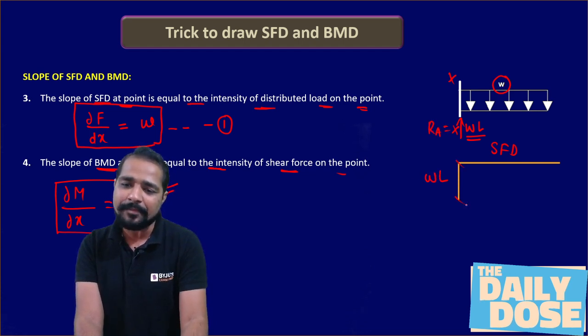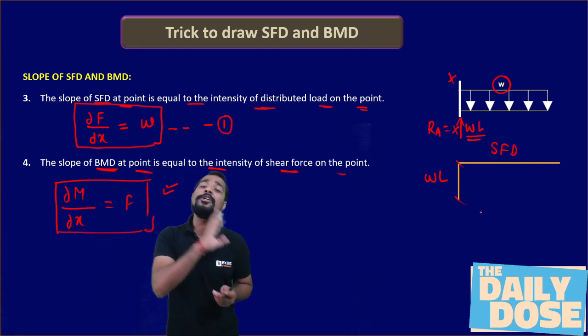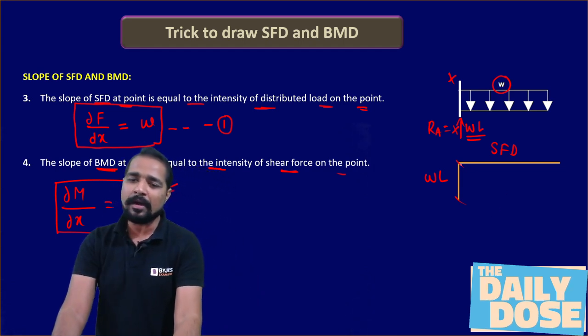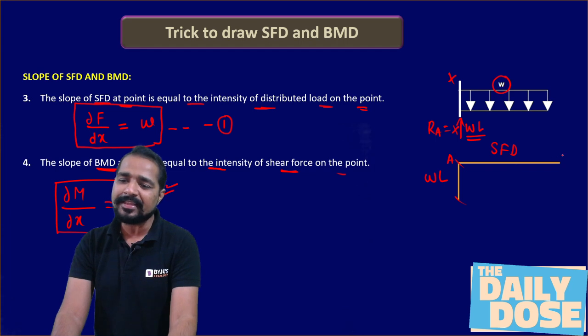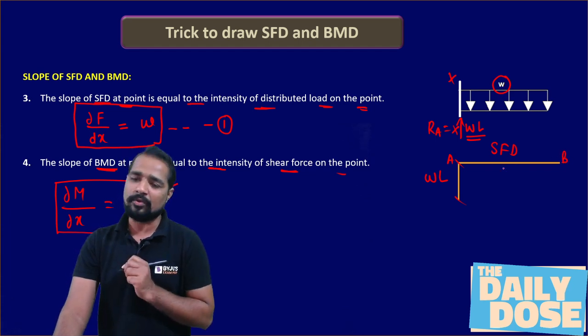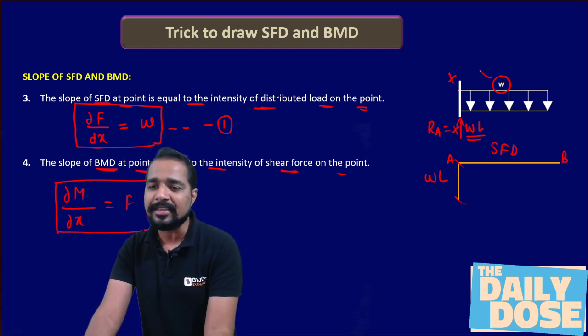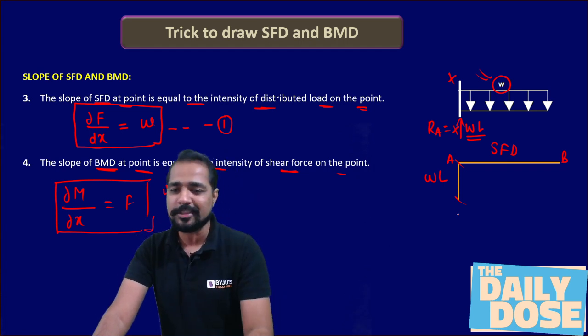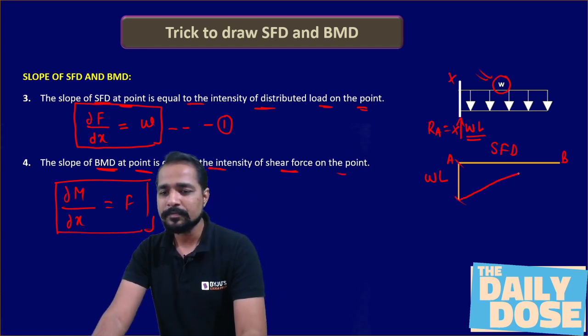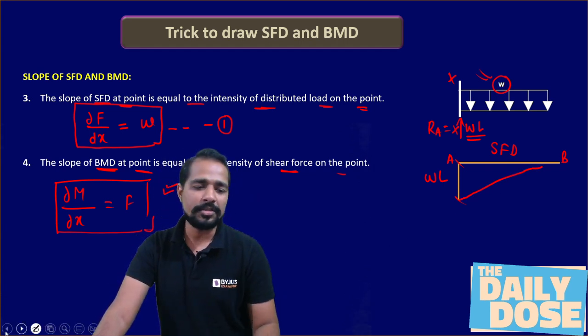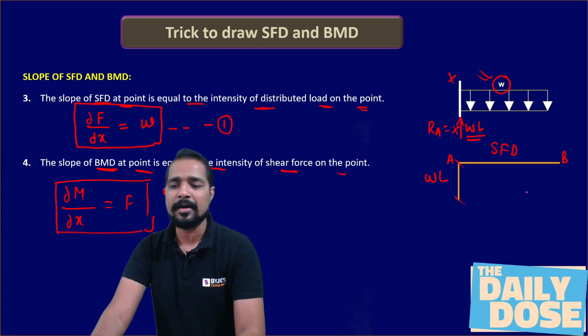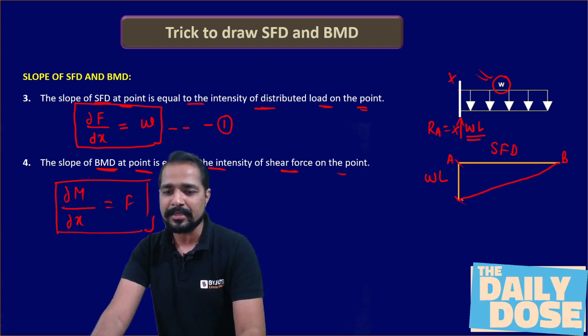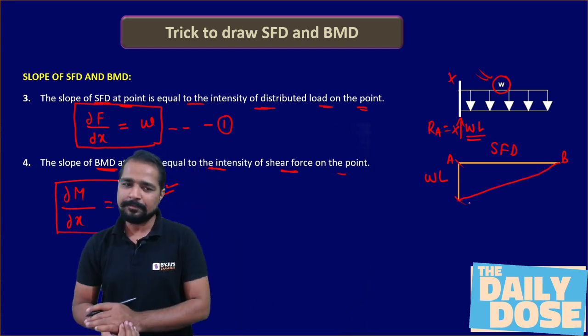Why is it having a vertical jump? Because of the point load. Why is it not having a vertical jump between A and B in this problem? Because no vertical load. After that, what is the intensity of the distributed load? Sir, constant. What is the slope? Constant. What will be the slope? Slope in this case will be constant, my dear. Constant iska slope hoga somewhere like this. Yes. So this is the SFD.